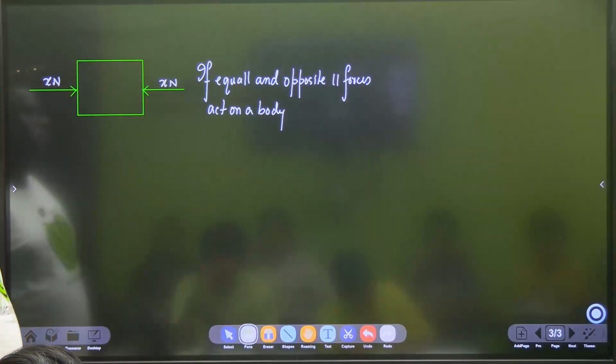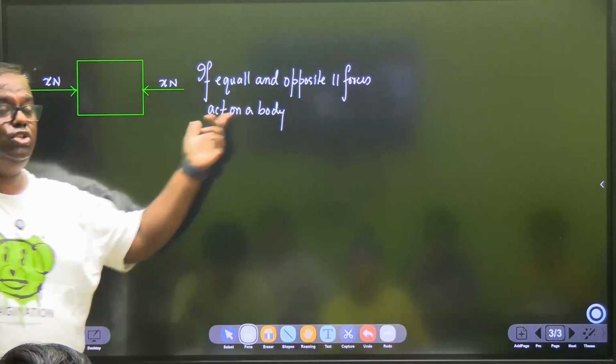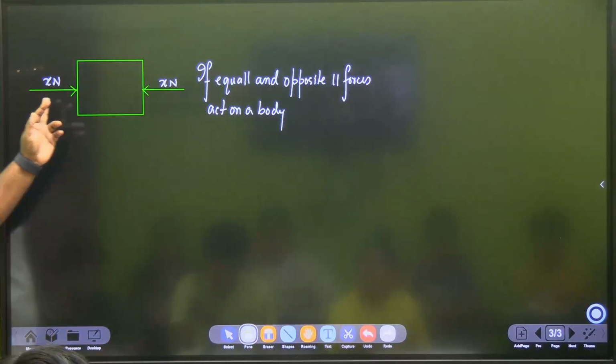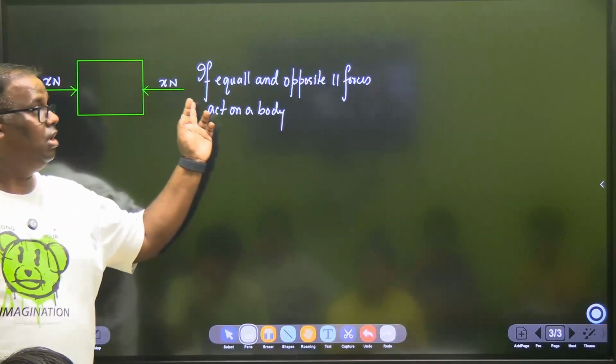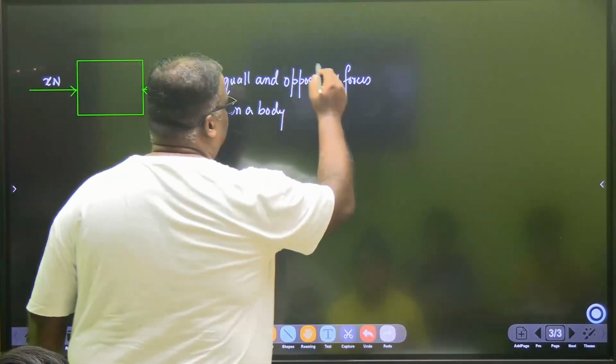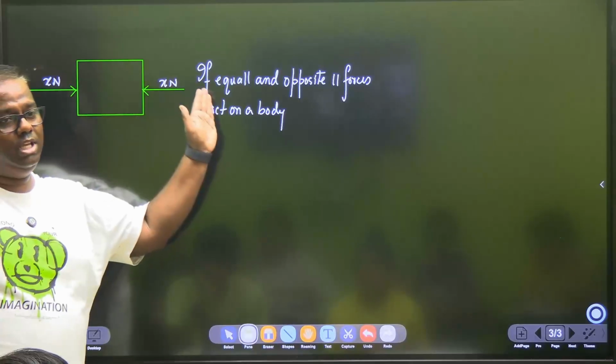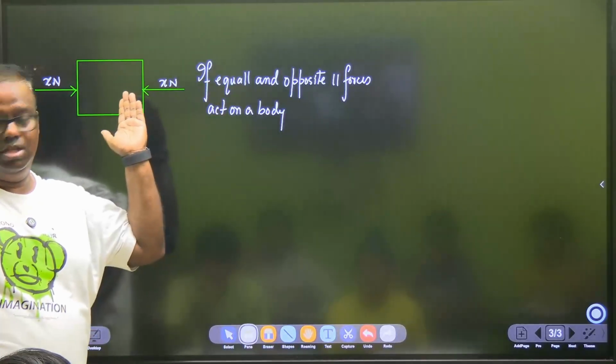Now see the case. Are they equal? Forces are equal by their magnitude. What is the magnitude here? X Newton. What is the magnitude here? X Newton. And opposite forces. Opposite is given by the arrowhead, the direction. This is x Newton on the east. This is x Newton on the west.